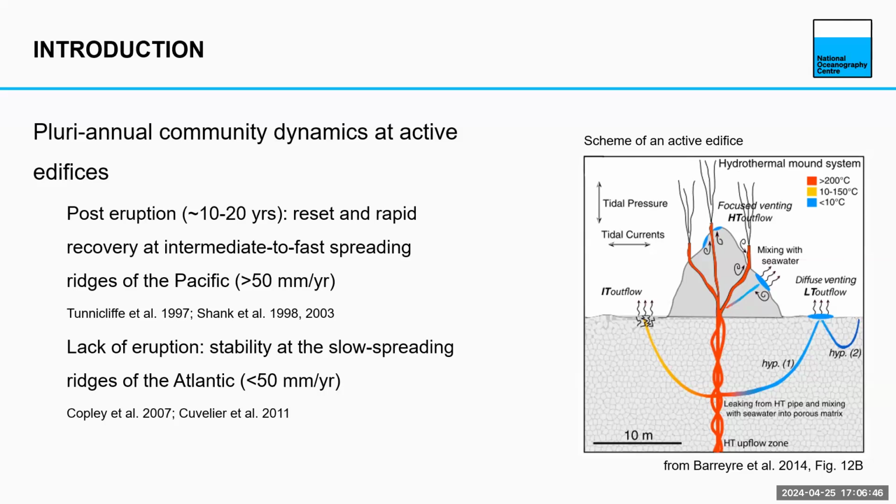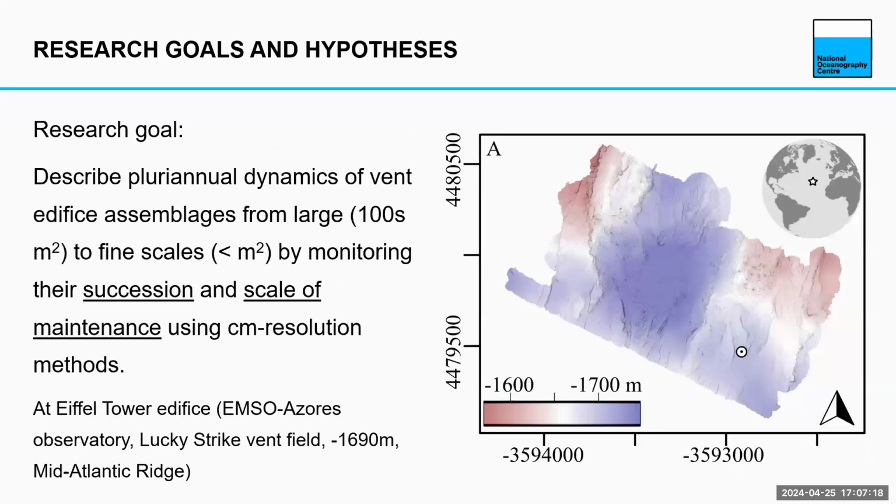For the past decades, there have been more studies on the mid-Atlantic ridge, which is a slow spreading ridge. And therefore, eruptions are very, very rare. We talk about thousands of years in terms of frequency. So we've observed stability. However, the mechanisms that maintain the stability have been poorly resolved because of the use of 2D images and the use of opportunistic image sets. So the goal of this research is to describe multiannual dynamics of an edifice assemblage from large to fine scale, under a square meter, by monitoring their succession and scale of maintenance using centimeter resolution methods, for which photogrammetry is a suitable approach.